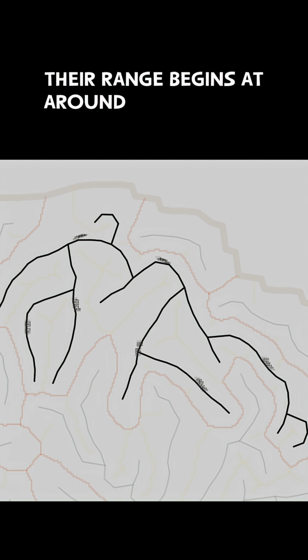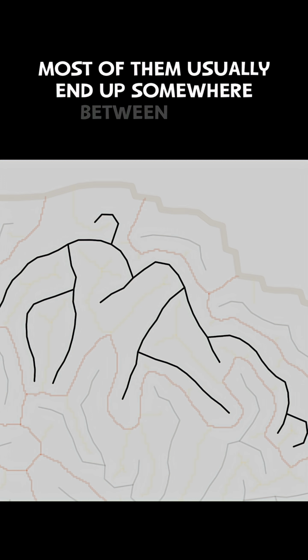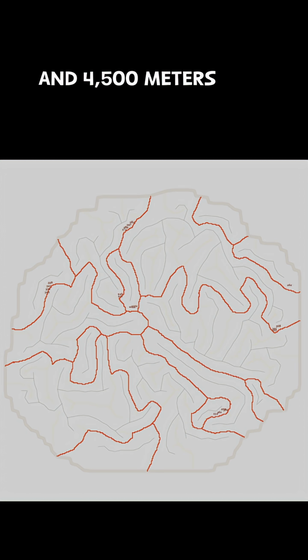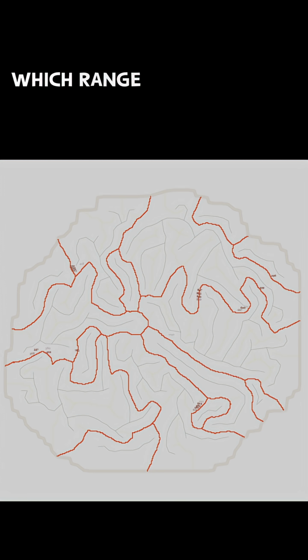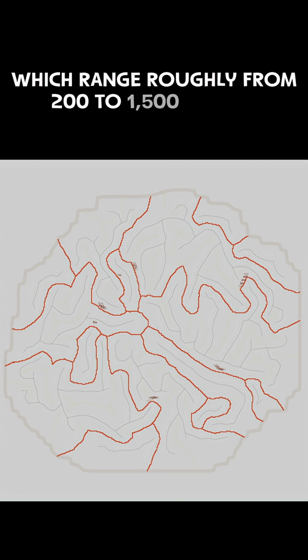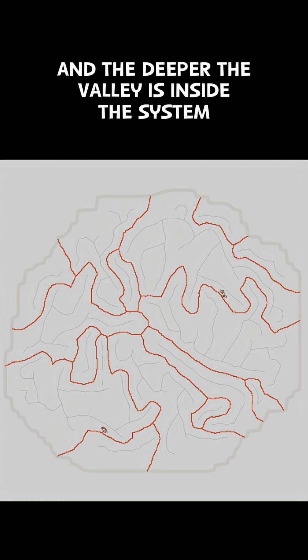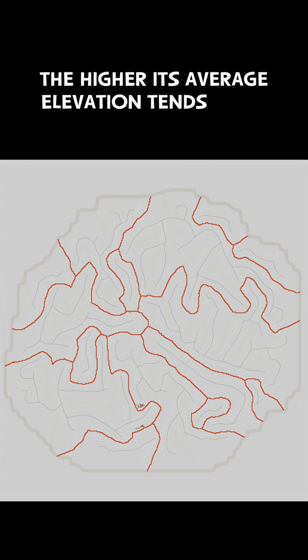I start with the black ridges. Their range begins at around 2,500 meters and technically has no upper limit, although most of them usually end up somewhere between 3,500 and 4,500 meters. Then come the valleys, which range roughly from 200 to 1,500 meters. And the deeper the valley is inside the system, the higher its average elevation tends to be.